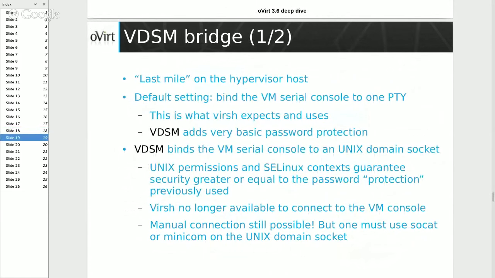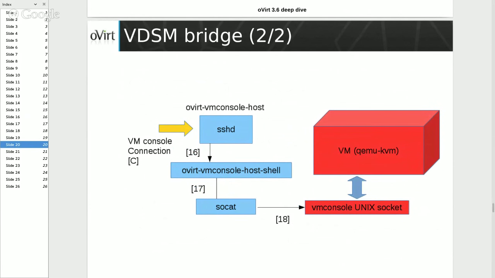And on the so-called last mile, on the actual hypervisor host on which the VM is running, we need to make one last hop to actually connect the initial SSH process the user started back in time to the console. Again, in this slide, we have an overview, and here we have a diagram. I'm going to just describe the major steps on this diagram.